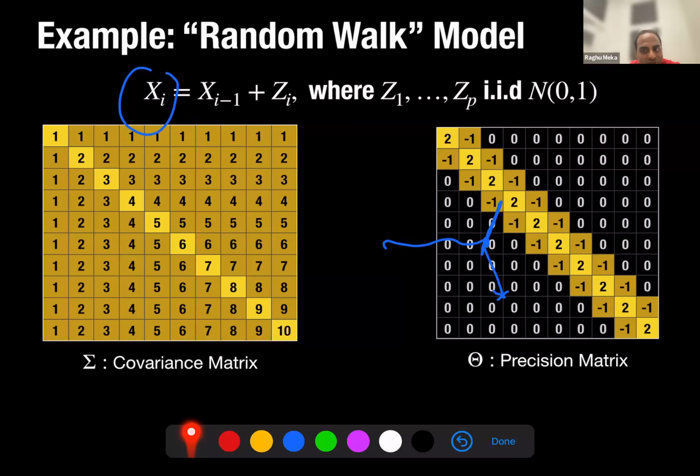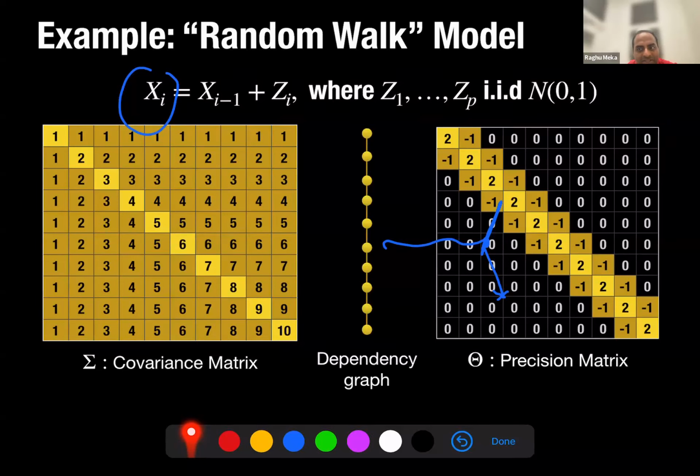So given this, what do you think is the dependency graph of the distribution of the random walk model? Given the precision matrix, I can build the dependency graph, right? I add an edge whenever the corresponding theta ij entry is non-zero. So if I do that, what graph will I get? Any guesses? Exactly, a linear path through all nodes, right?